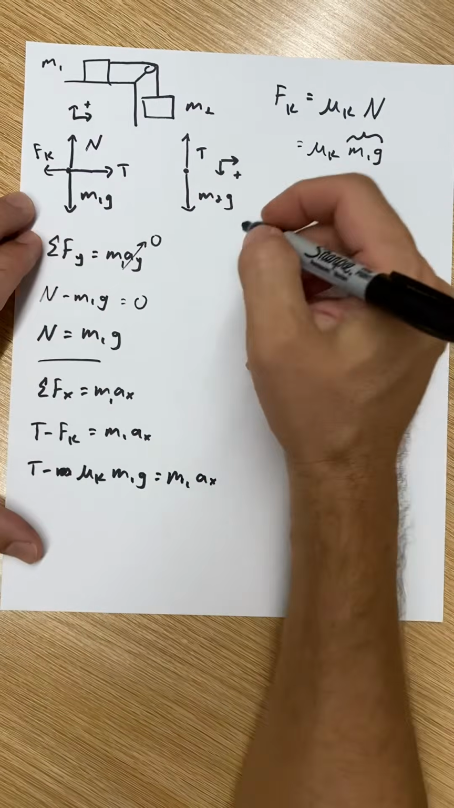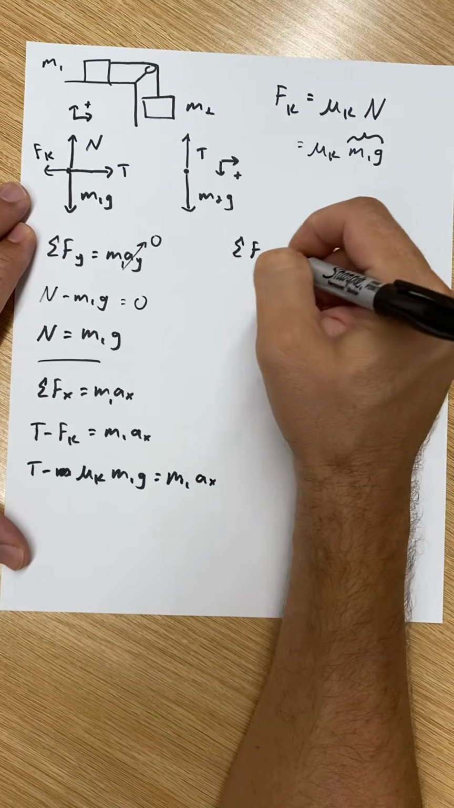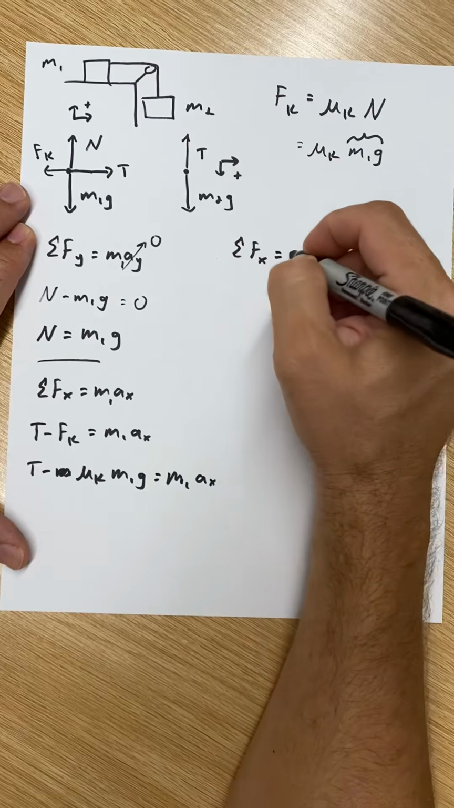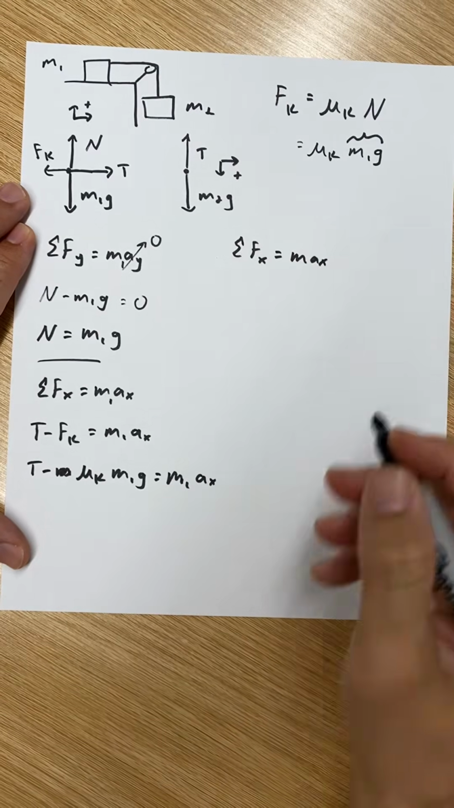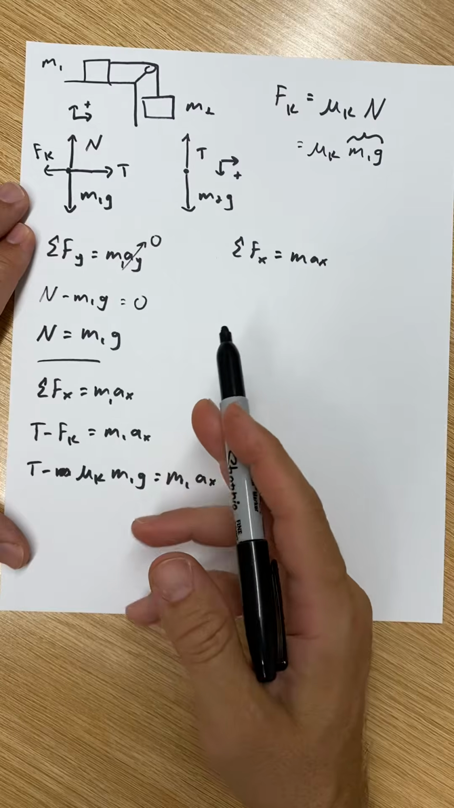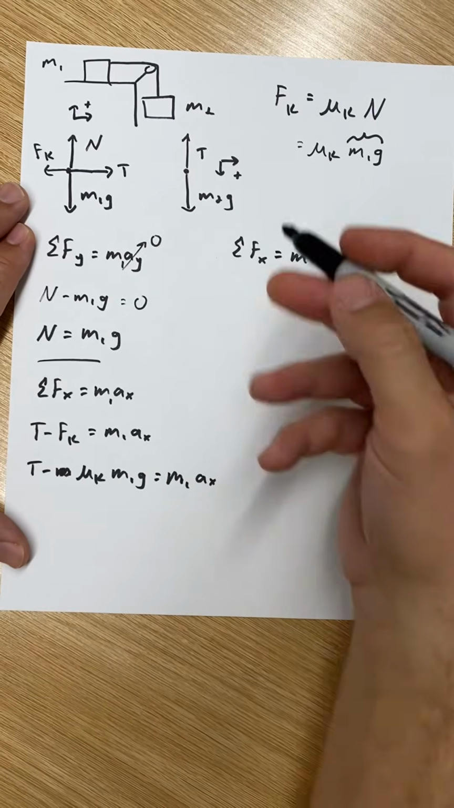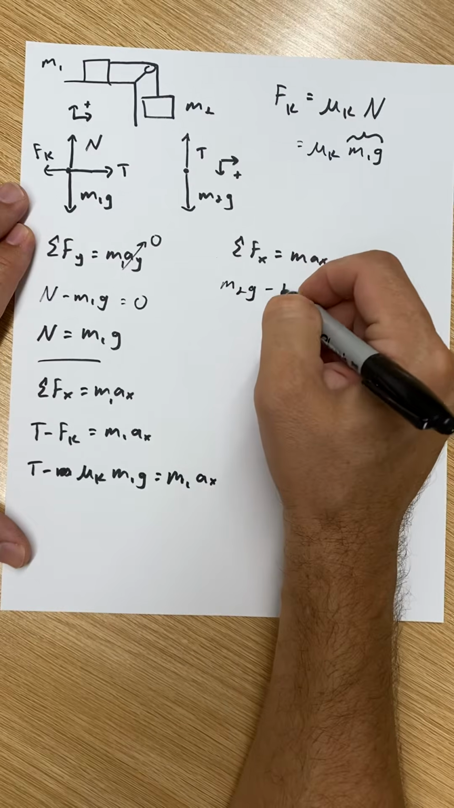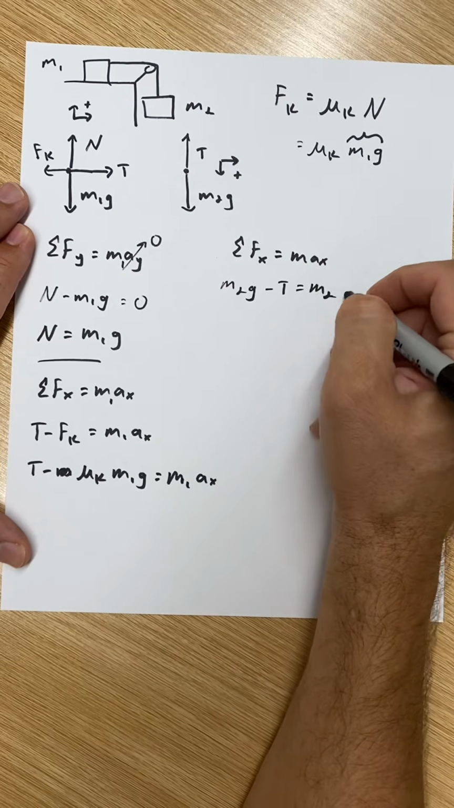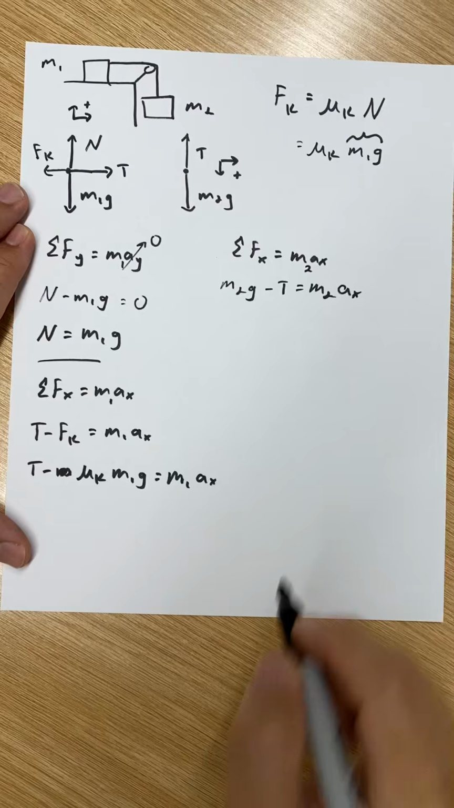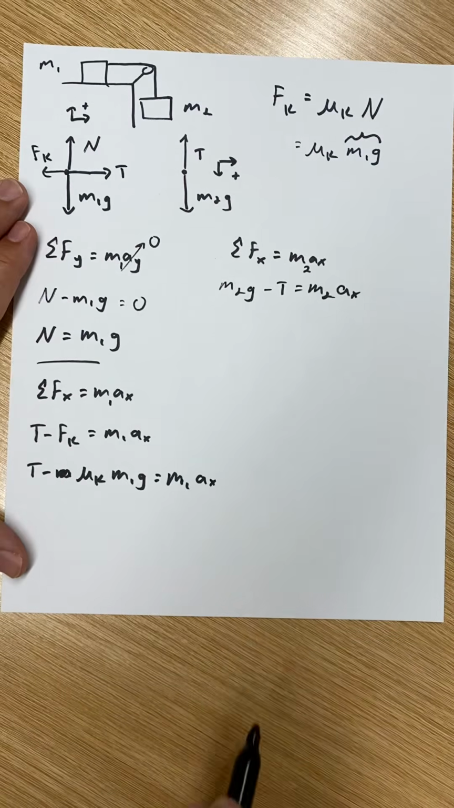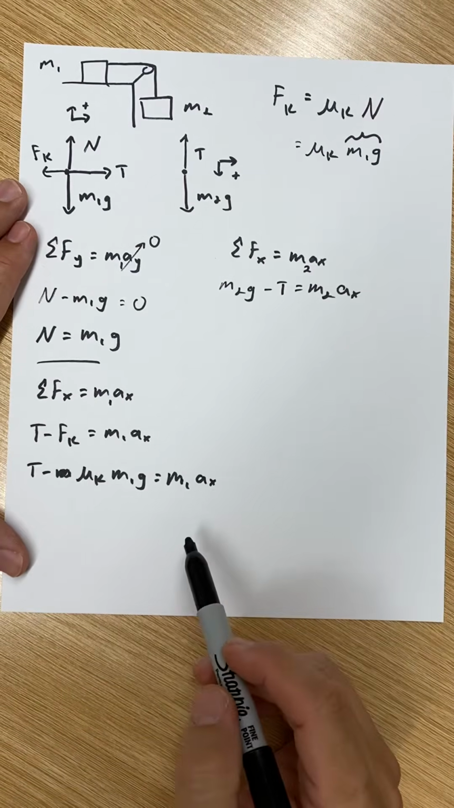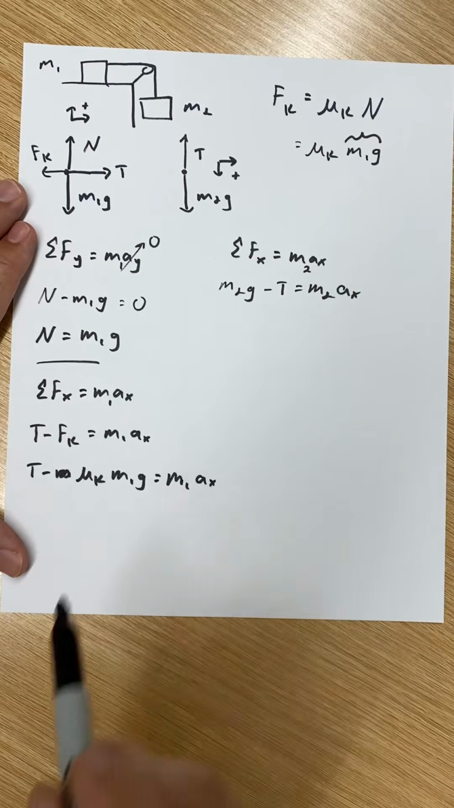Let's look at block 2. The calculation here should look exactly the same as in the last video, because I have nothing else going on in this one that I didn't have in the last one. So what do I get? I get m2g minus tension is equal to m2 a sub x. That should be subscripted. So I have these two expressions which involve my two unknowns, the acceleration and the tension.